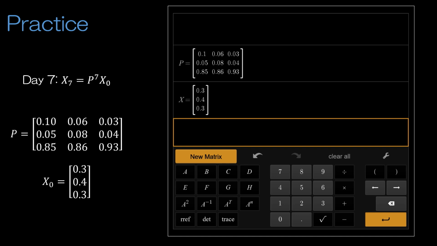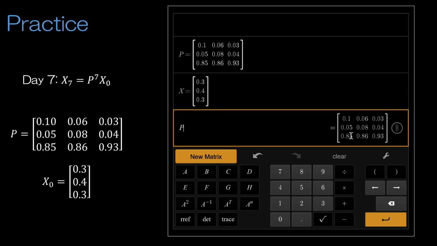So I popped back over to desmos.com/matrix. I entered in matrix P, matrix X0, which I'm just calling X. And remember, we're looking for day 7. So for day 7, I'm going to take P to the 7th power. I'm sorry, that needs to be a capital P to the 7th power. And then I'm going to multiply that by X.